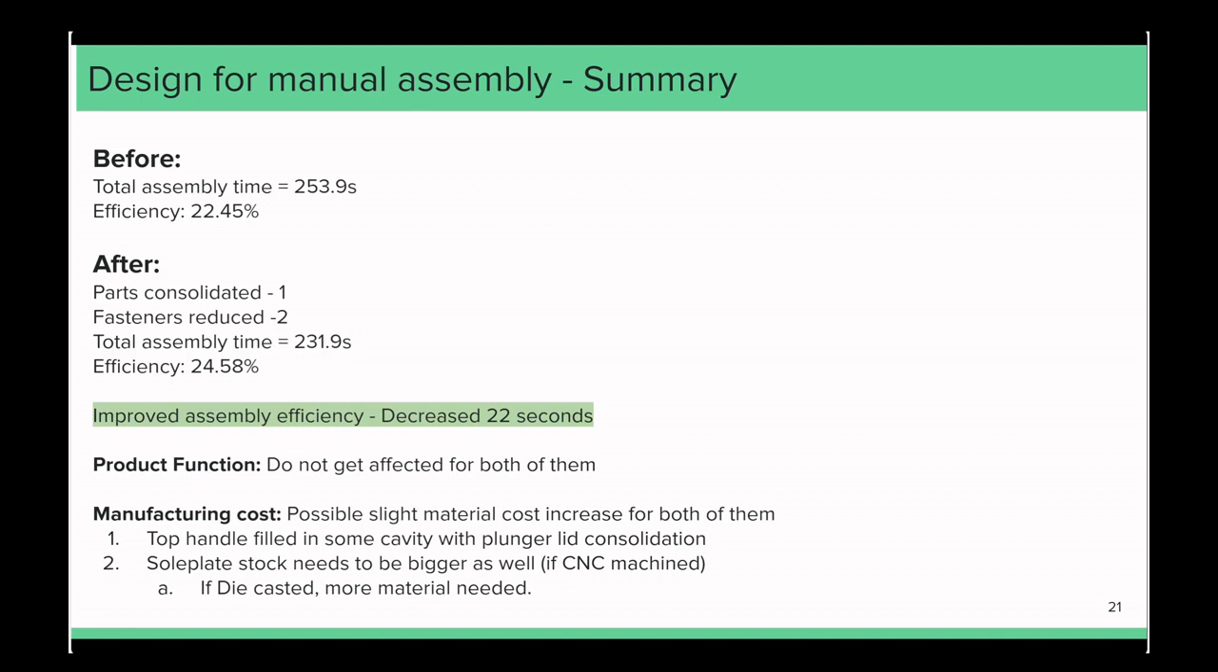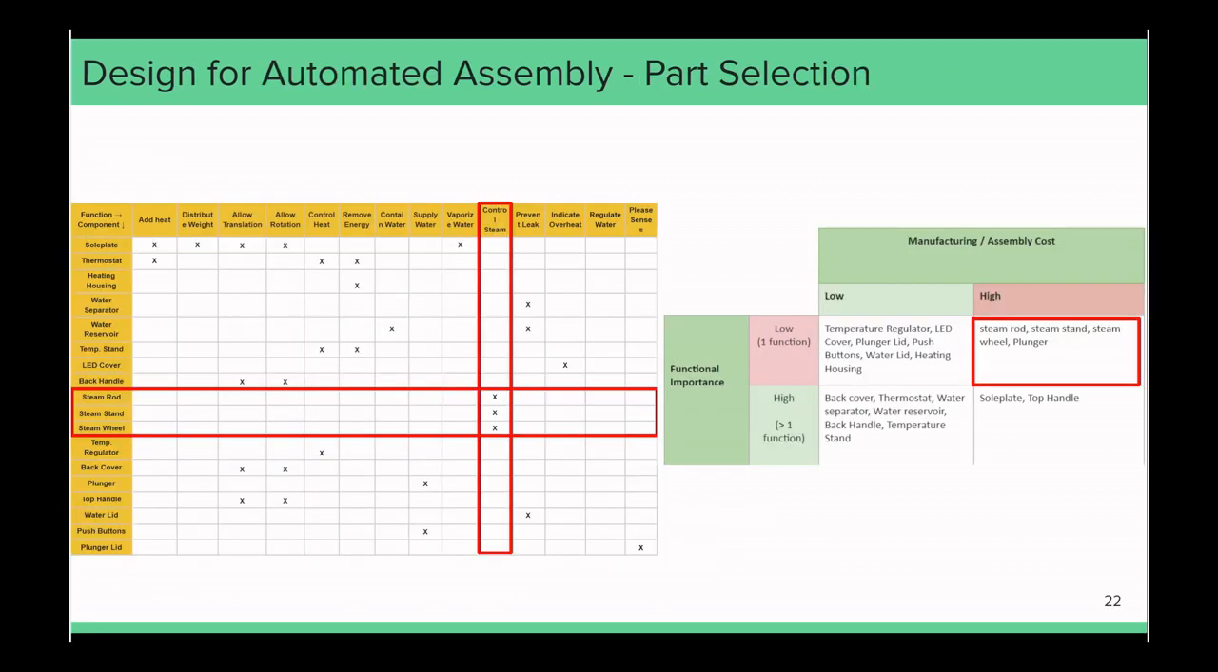There is no impact on product function, but there is a slight mass increase for the top handle and sole plate in terms of manufacturing. For automated assembly part selection, we selected the steam rod, stand, and wheel, as all 3 parts share the same function of controlling steam while having a high cost.